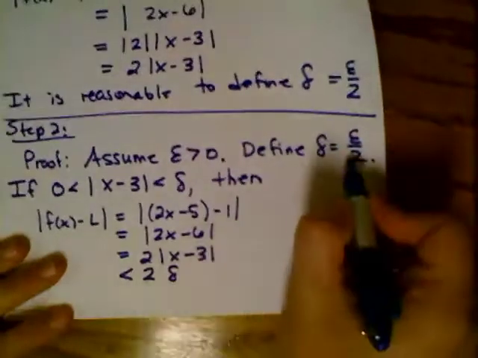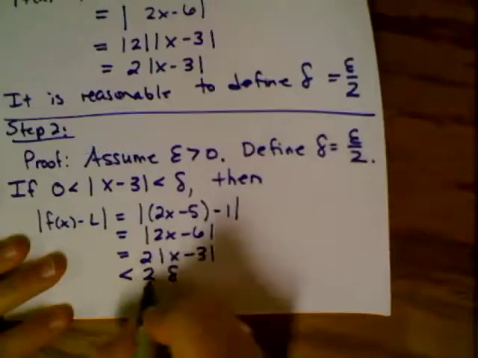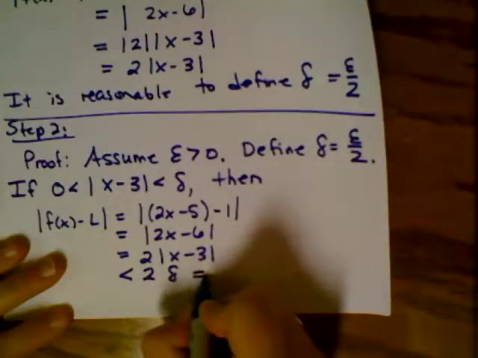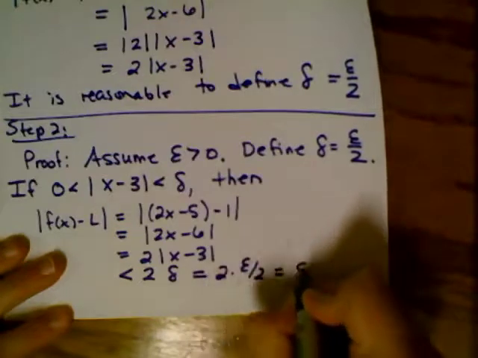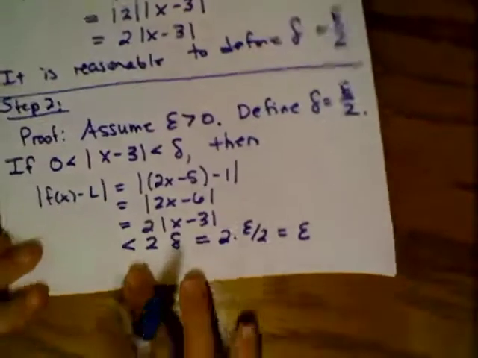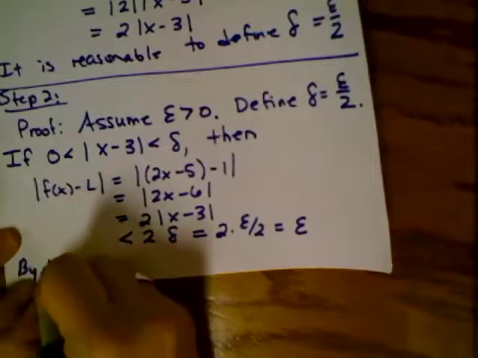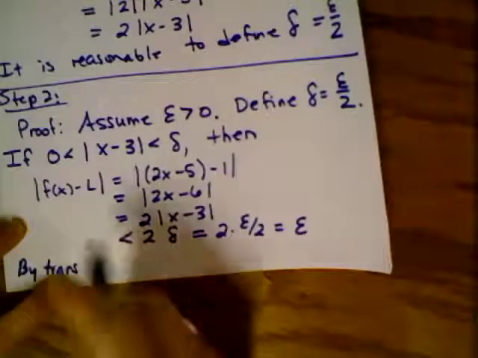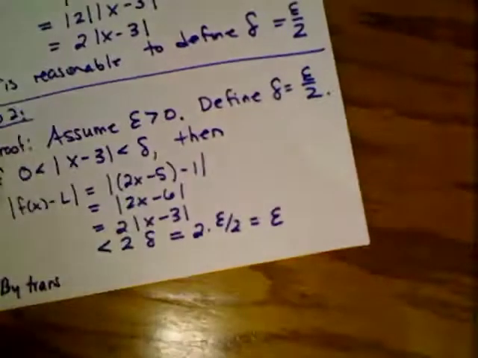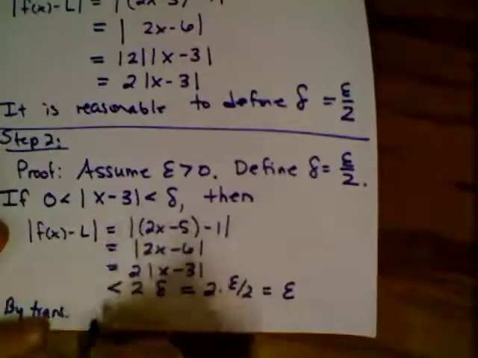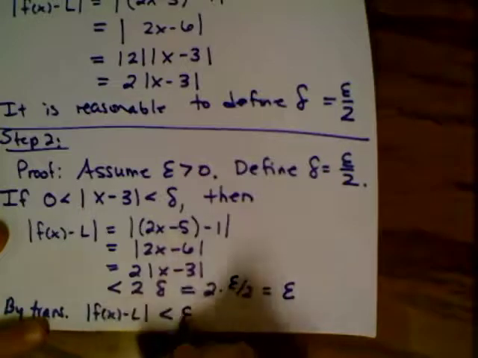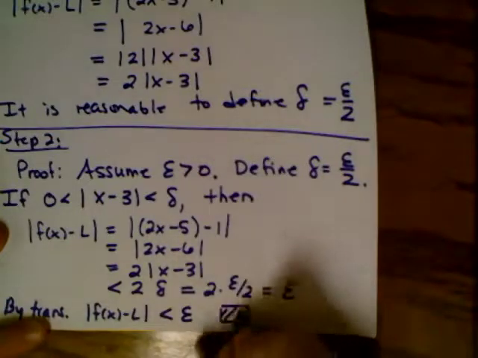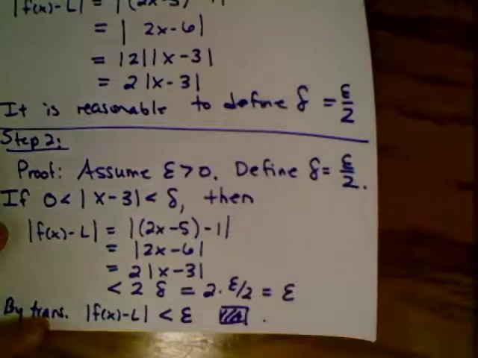Well, delta has been defined as epsilon over 2. So 2 times delta would be 2 times epsilon over 2, which simplifies to epsilon. And by the transitive property of inequalities, we have just shown that f of x minus L is actually less than epsilon. End of proof. Thank you very much.